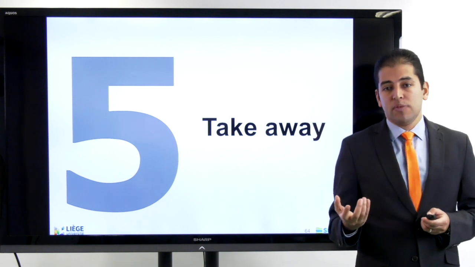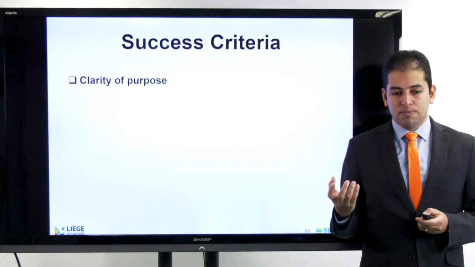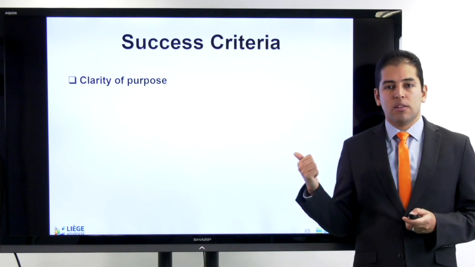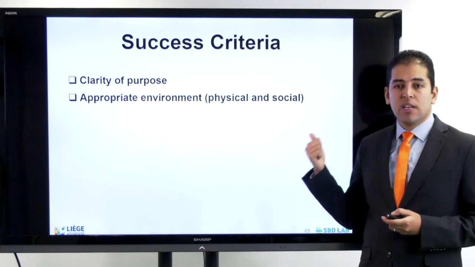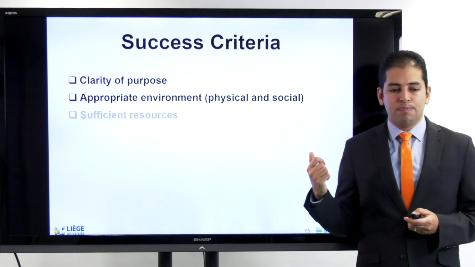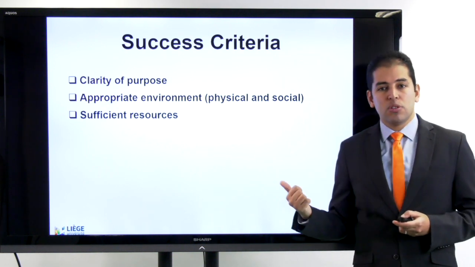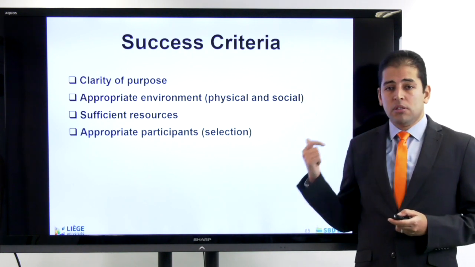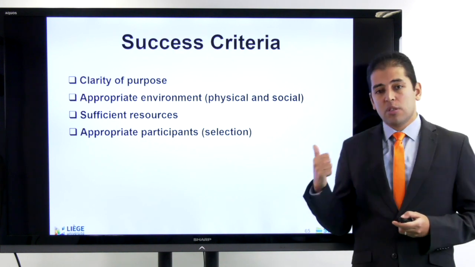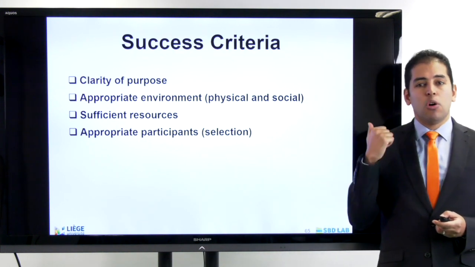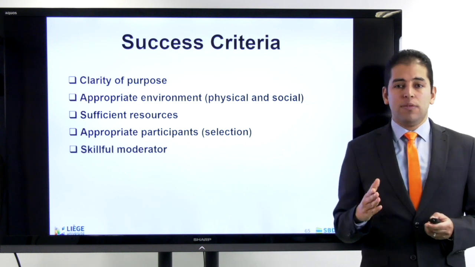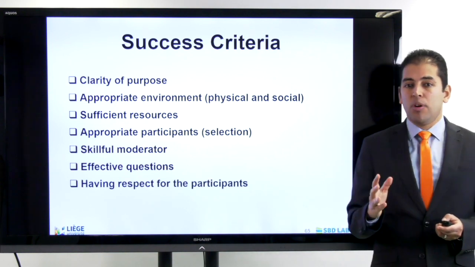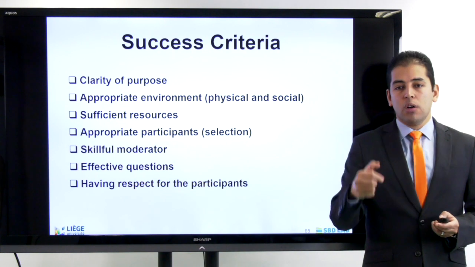Now, the takeaway message of this presentation on focus group discussions. To succeed with focus group discussion, you need to have clarity of your purpose from the beginning. You have to have an appropriate environment and physical and social context where you can investigate people and ask them. You need to have sufficient resources to conduct your focus group discussion and all the means related to that, and infrastructure: financial, human, and physical. You need to have appropriate participants, and your selection process needs to be based on serious sampling. You need to have a skillful moderator. You need to have effective and validated questions. You need to respect participants, allow them to talk, and protect them so they can talk.